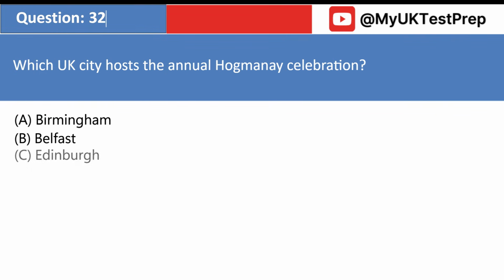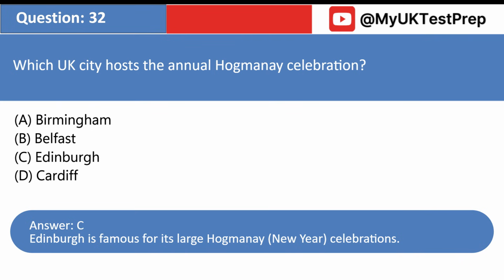Which UK city hosts the annual Hogmanay celebration? A. Birmingham. B. Belfast. C. Edinburgh. D. Cardiff. Answer, C. Edinburgh is famous for its large Hogmanay, New Year, celebrations.